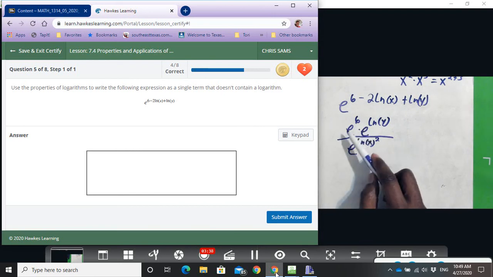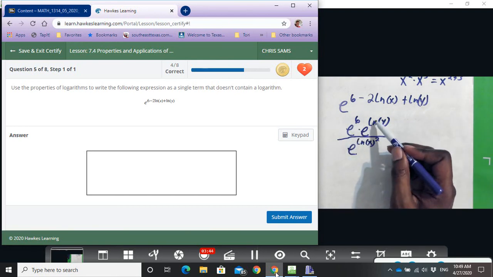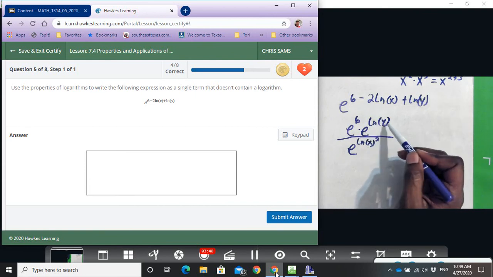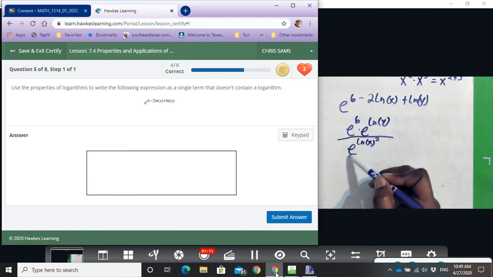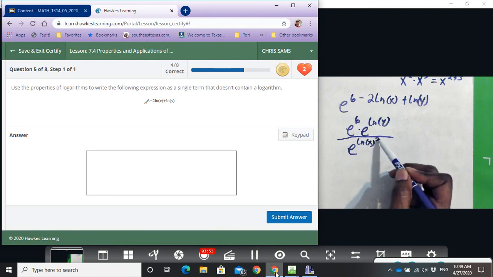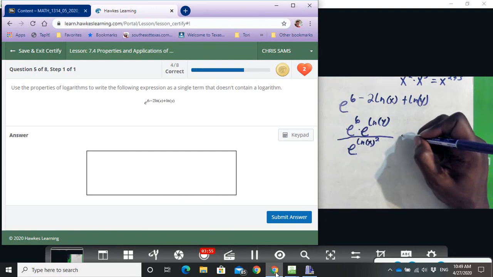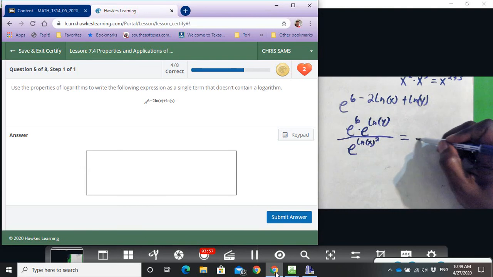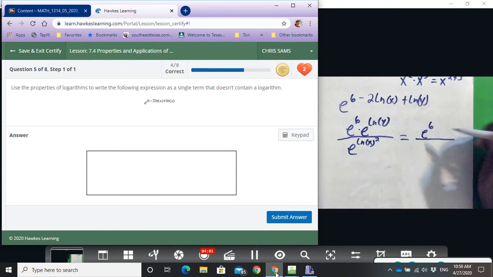Now e to the 6th is a number. We could evaluate it, but it's going to give us a decimal, so we're going to leave it alone. And the property that I was explaining before we started was that these are opposites. They're going to divide out. It's going to leave you with y. This is also going to divide out and leave you with x squared. So the final answer with this problem will be e to the 6th times y divided by x squared.